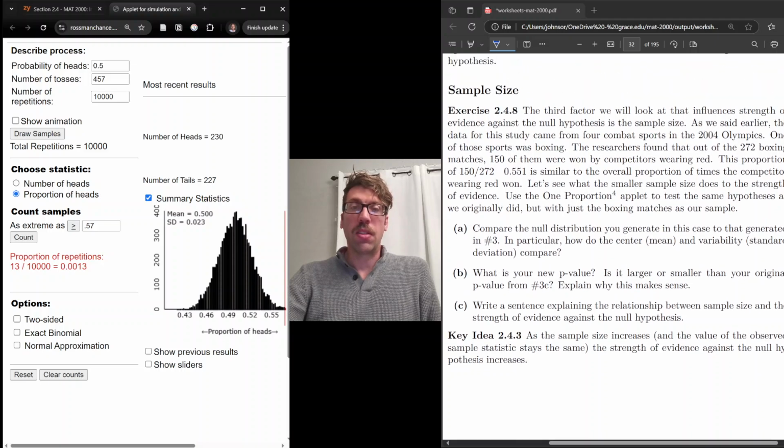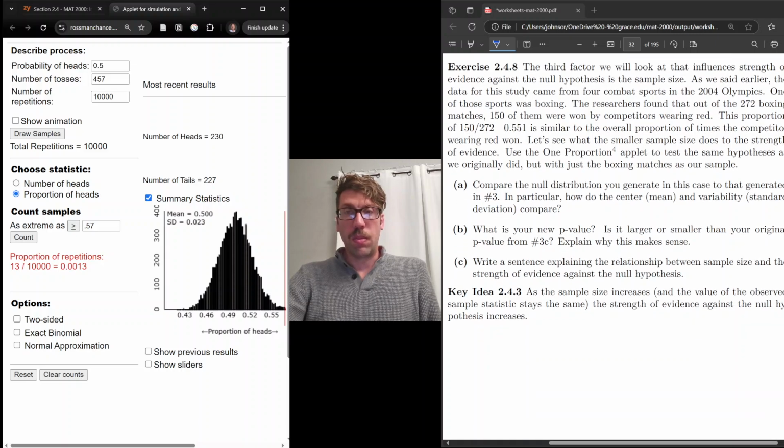Okay? Now the final idea is sample size. So the third factor that we look at that influences the strength of evidence against the null hypothesis is the sample size. As we said earlier, the data for this study came from 4 combat sports in the 2004 Olympics. One of those sports was boxing. The researchers found that out of 272 boxing matches, 150 of them were won by competitors wearing red. This proportion of 150 over 272 is 0.551, similar to the overall proportion of times a competitor in red won of the 4. So we have a smaller sample, because we're only looking at one sport.